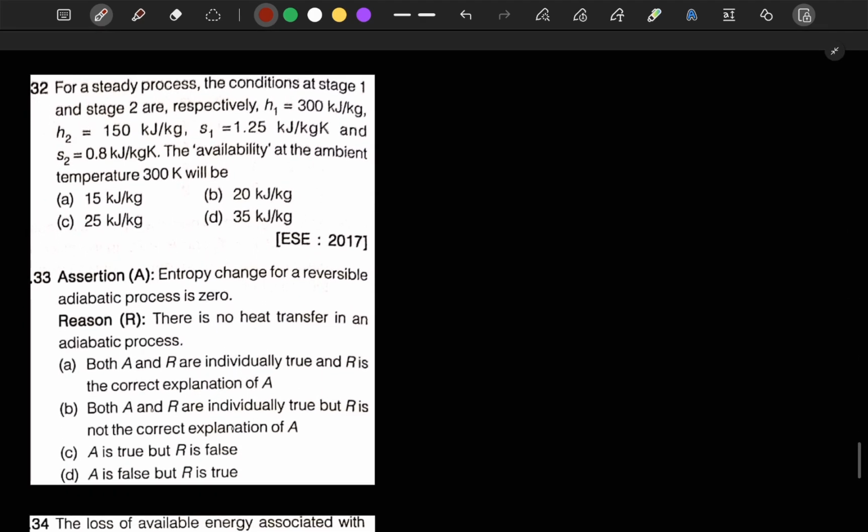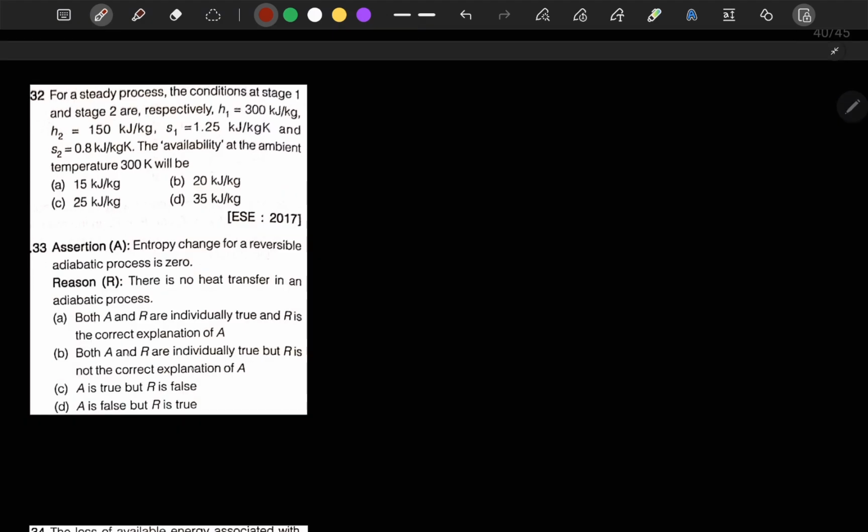Moving to the next question, question number 32. It is mentioned for a steady process, the conditions at stage 1 and stage 2 are respectively H1 is equal to this, S1, S2. The availability at an ambient temperature of 300 Kelvin. So from here we will start the questions of Exergy. It is mentioned that the values of H and S are given.